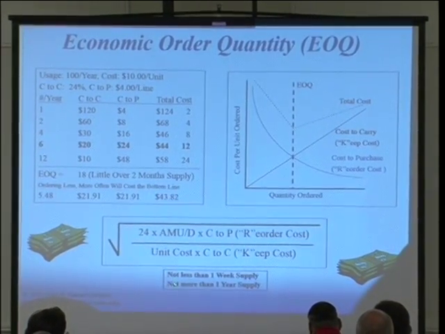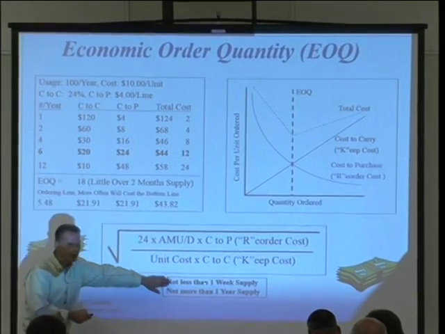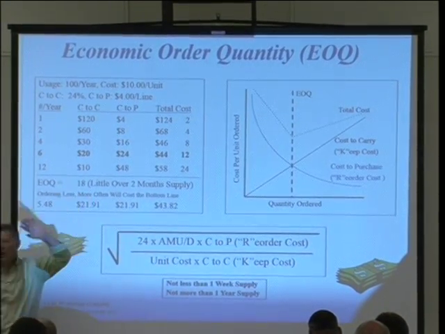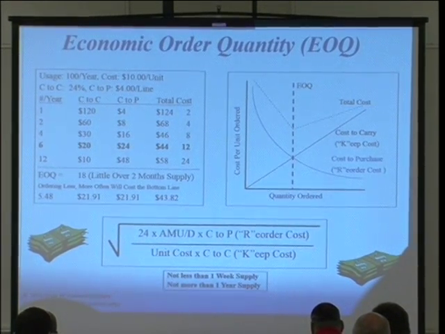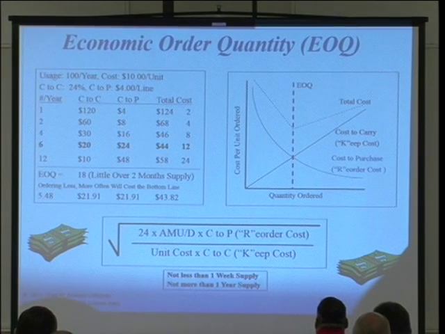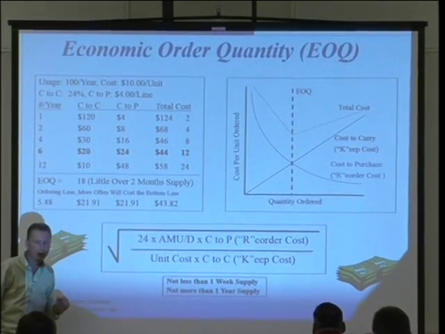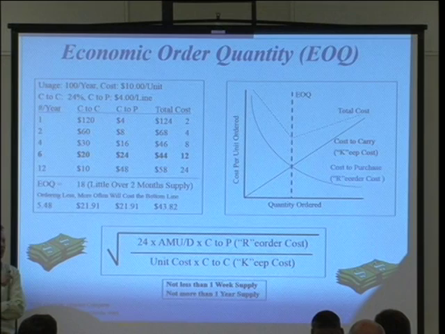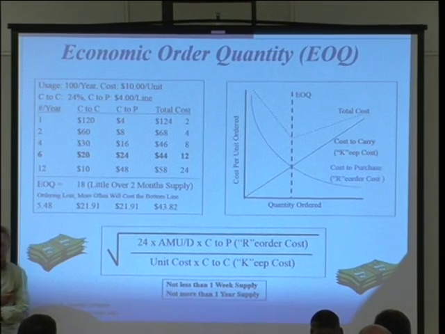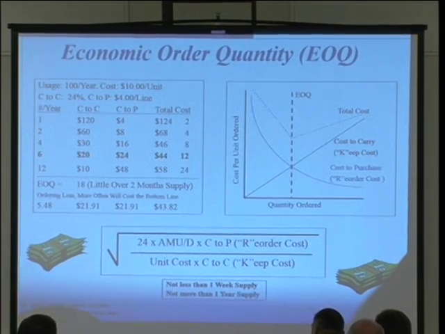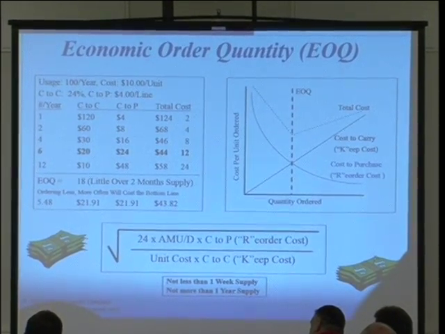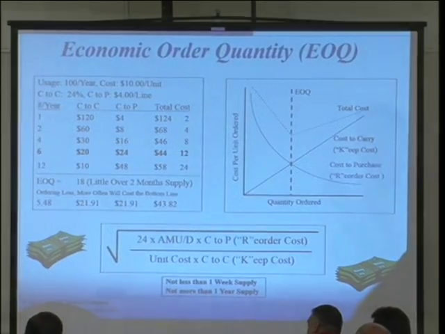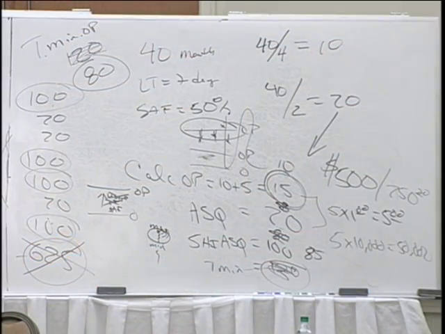And again, we normally put fences around it and say, don't let EOQ be less than 1 week. If you got something that's really, really expensive, it's going to say buy 23 seconds worth and repeat it again in 23 seconds. We're going to come back and say, no, always buy at least a week's supply. And if you got something that's really, really inexpensive, it's going to say buy 23 years worth. We're going to say, nah, don't buy more than a year. So again, we're just wrapping some fences around EOQ.